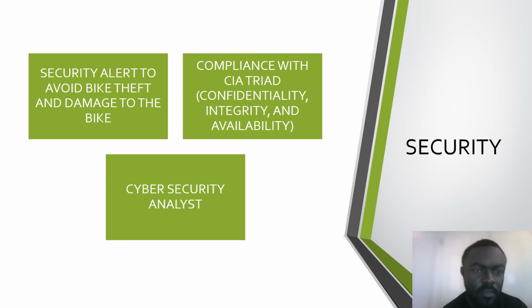So we are talking about security now. With every system, there are security threats that can worry the system. So I think we have to be alert to avoid bike thefts and damage to the bikes. We have to pay attention to the bikes, keep them safe, and also keep them working all the time. You have to maintain them well. So we have to employ some personnel to work on these and make sure that everything is successful. Aside from that, we have to make sure that the system complies with the CIA triad.